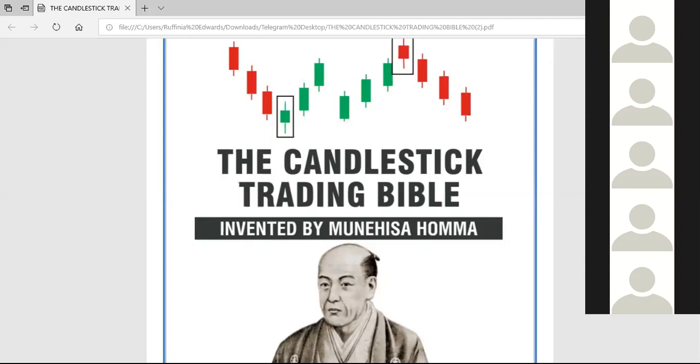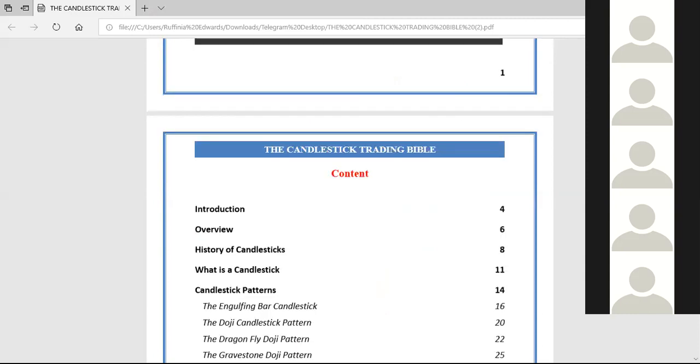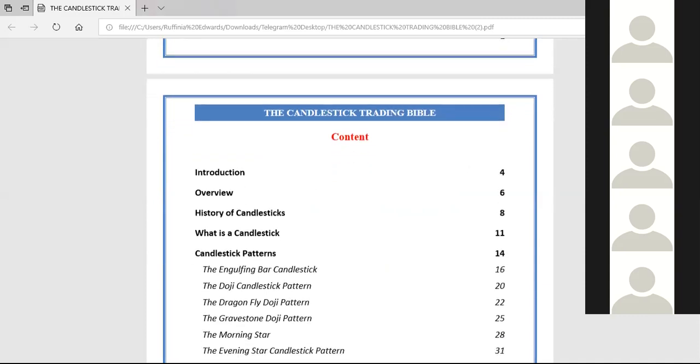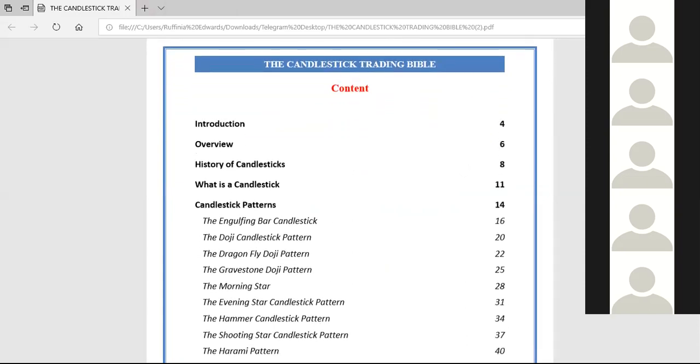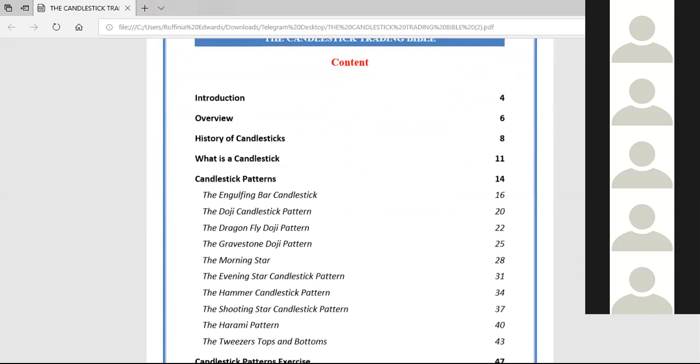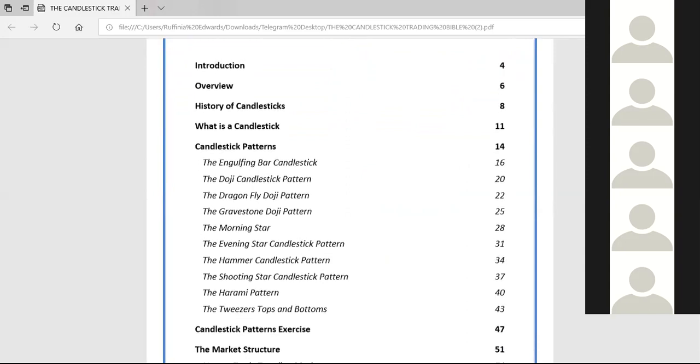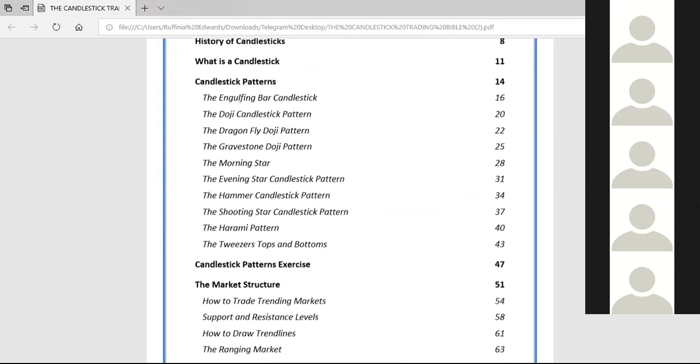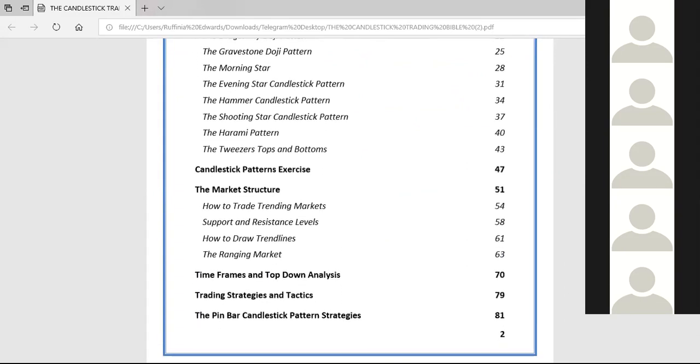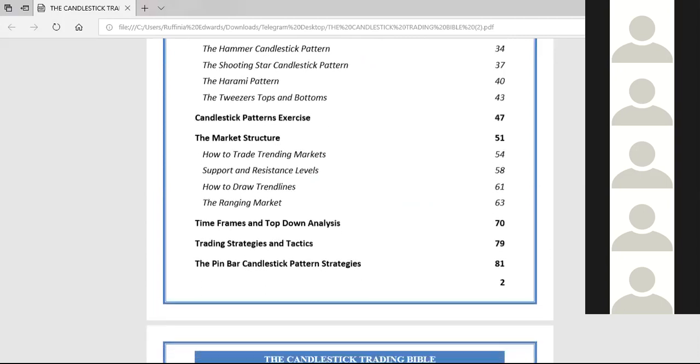This book basically teaches you, it's available on what we just call the library, Traders Library on Telegram. I'll share the link for those who don't have it. It teaches you a lot about candlestick patterns, what a candlestick is, the patterns, market structure, how to identify support and resistance levels, and trend lines to identify when the market is ranging. Top-down analysis using different time frames to identify which direction the market will be moving in.